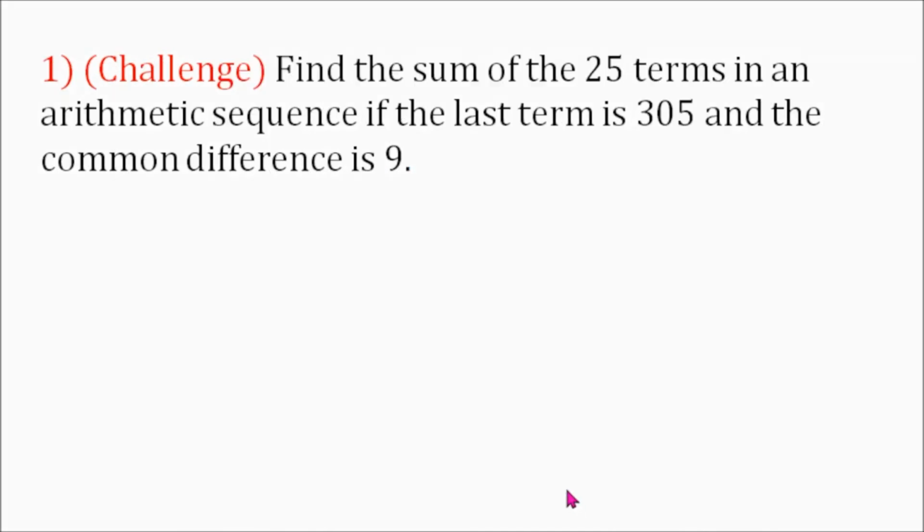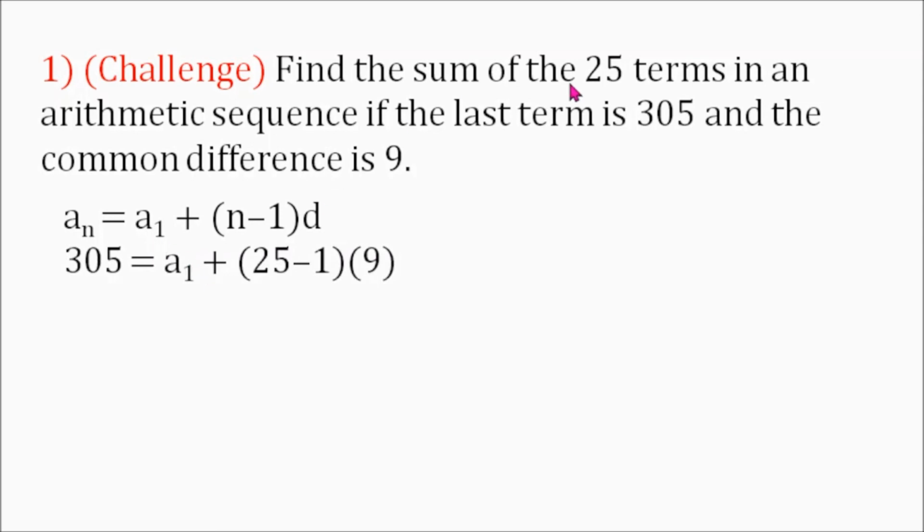Now for our first challenge question, find the sum of the 25 terms in an arithmetic sequence if the last term is 305 and the common difference is 9. Here we do not have the first term, so we are going to find the first term first. So this is our formula: a sub n equals a sub 1 plus n minus 1 times d. So a sub n is 305, a sub 1, that is what we're going to find, and n is 25, so 25 minus 1, and our common difference is 9, so times 9.